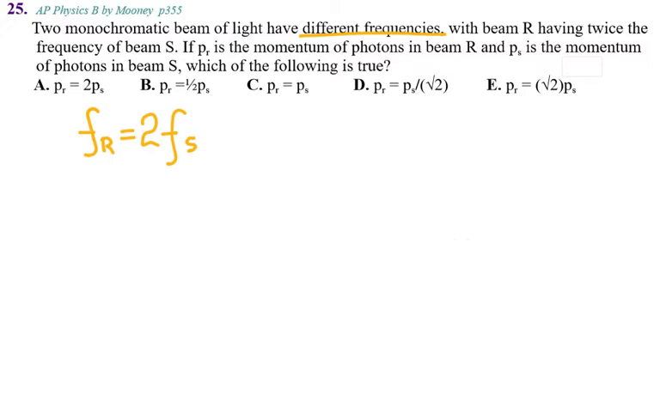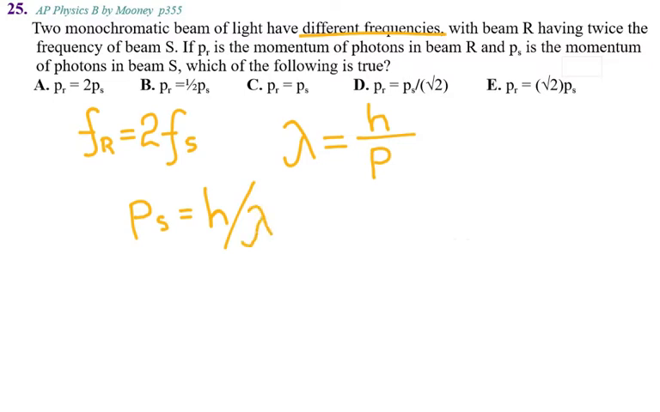So before I start looking at the answers, I'm just going to solve the problem. I know from de Broglie's wavelength, I have Planck's constant divided by the momentum. So if I'm looking at the momentum, PS is going to be equal to h divided by the wavelength.